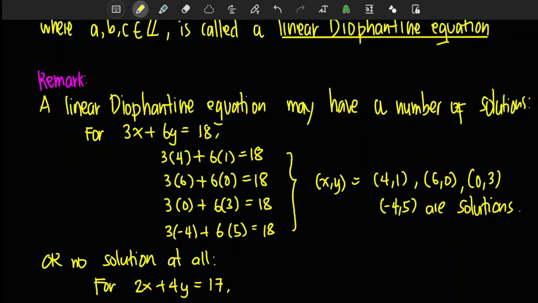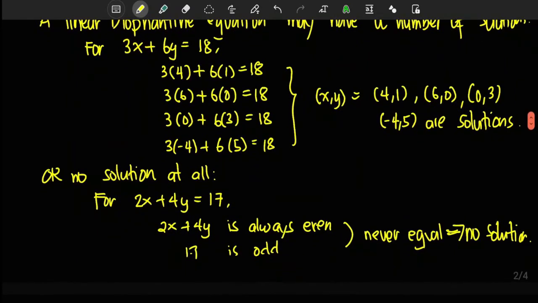Now, on the other hand, if we look at the equation 2x plus 4y equals 17, we can see that the left-hand side of the equation is always even because of the coefficients 2 and 4. On the other hand, the right-hand side is always odd. 17 is odd. So that means that the left-hand side will never be equal to the right-hand side. So that means this Diophantine equation obviously has no solution.